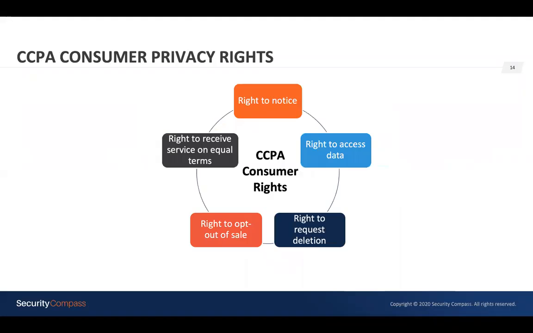In the next section, we'll dig a little deeper into the five main consumer privacy rights under the CCPA: the right to notice, the right to access data, the right to request deletion, the right to opt out of sale of personal information, and finally, the right to receive service on equal terms. We'll go over what they are, what they mean for businesses and consumers, and how to exercise your privacy rights.